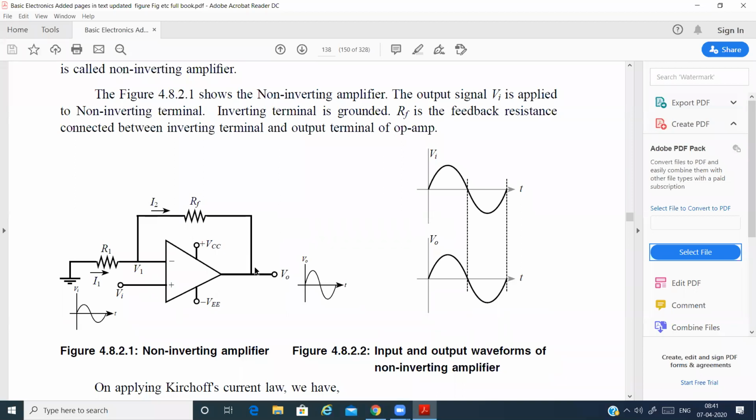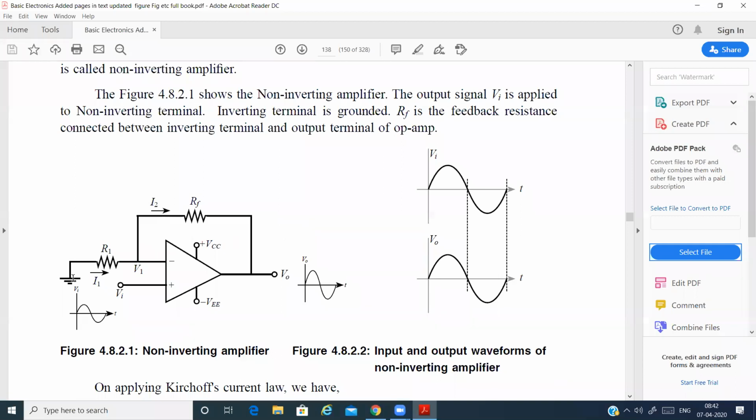So negative feedback is the one which is obtained when we connect the output with the input, because the definition of negative feedback is that the input and output are out of phase. The positive feedback is the one where the input and the output will be in phase.